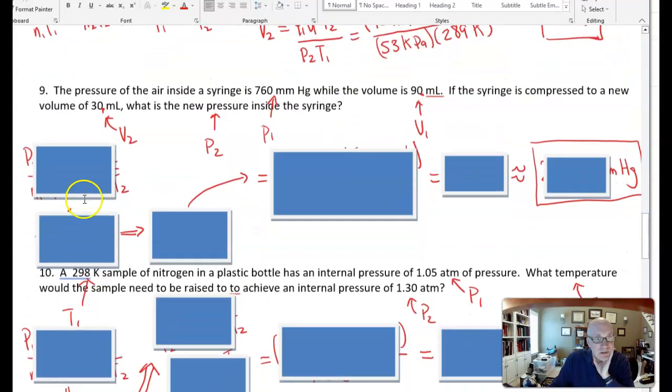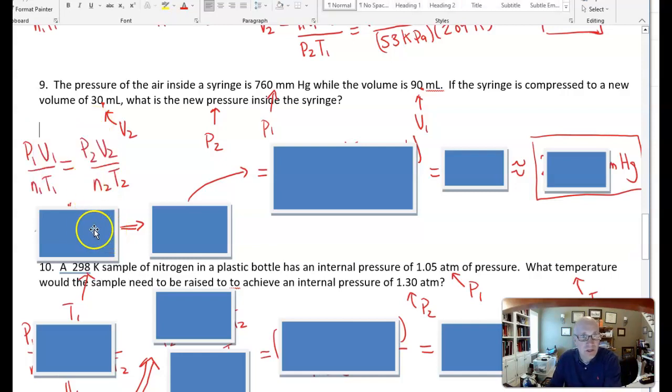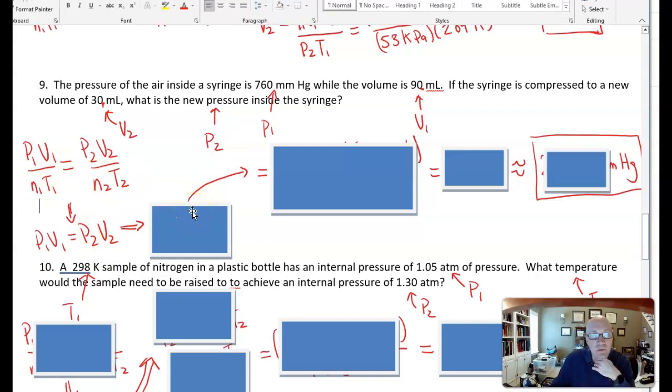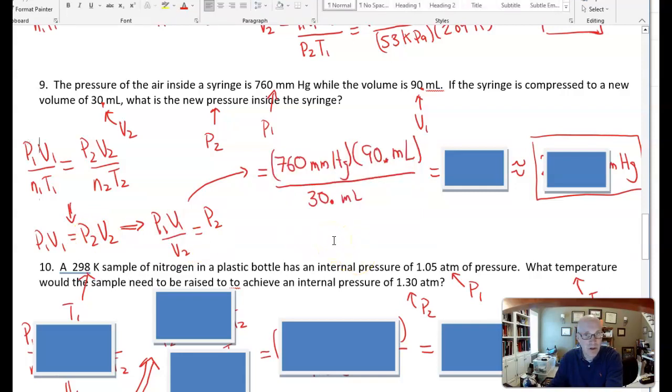In question number 9, we have some change that is occurring. So we take a look at this right here. It does not mention N changing, and it does not mention temperature changing. All right, so we can take temperature and N out. So that's going to give us P1V1 equals P2V2. All right, rearranging this to get P2 by itself. All right, we're going to get this, which we can then at that point plug our numbers in.